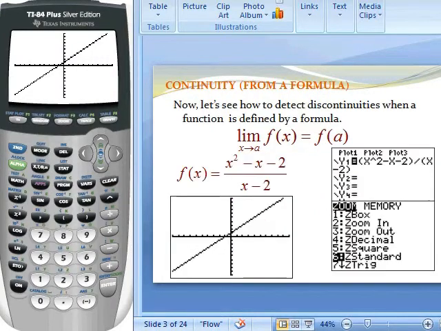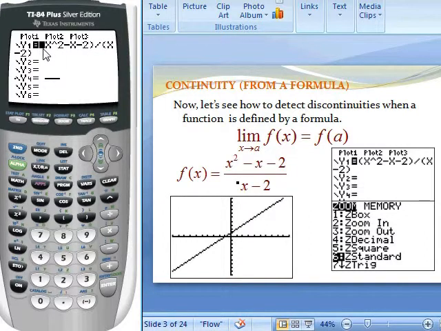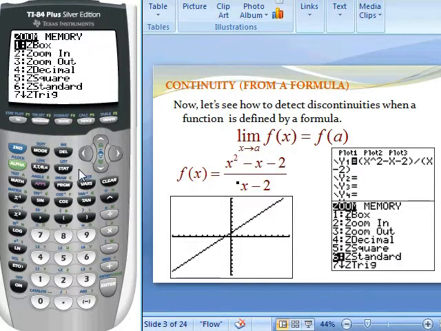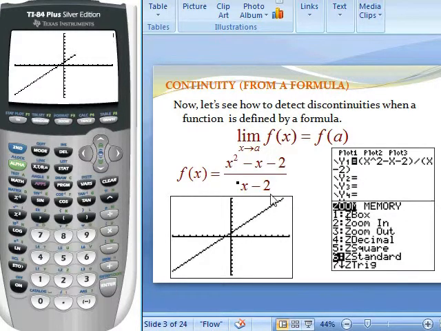So let's look at a case where we have f of x defined as x squared minus x minus 2 divided by x minus 2. So I'm going to enter that. Let's use the equation editor. I push Y, and I put the left parenthesis, and I use this button for x squared minus x minus 2, close parenthesis, divided by x minus 2. If I want a standard zoom, I have to go to the zoom menu, and the selection is ZStandard, 6. Push enter, and it's going to draw a line.